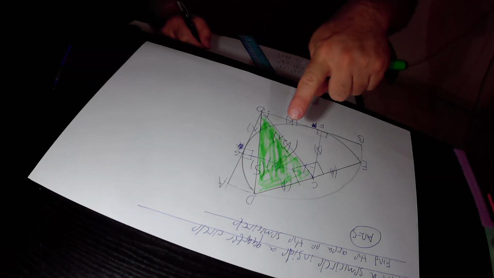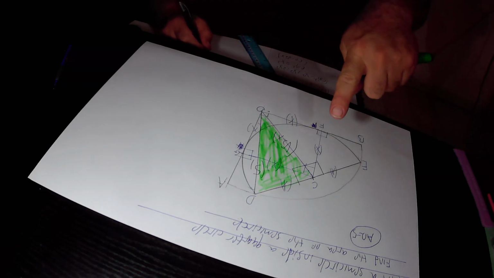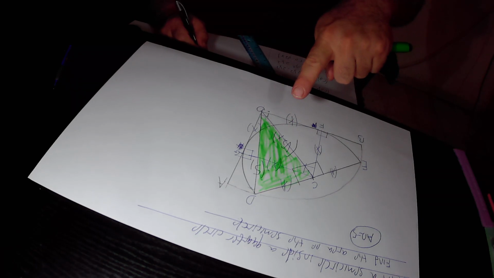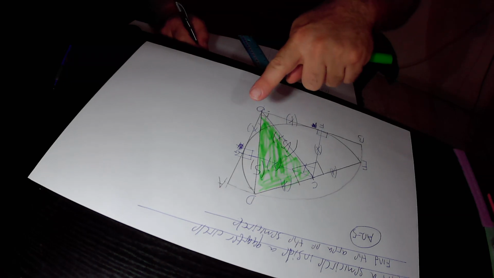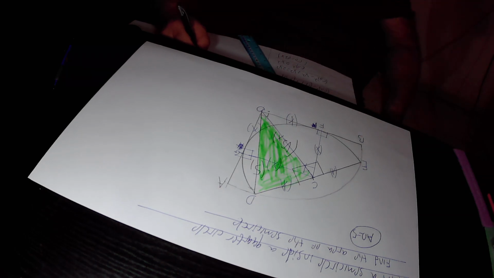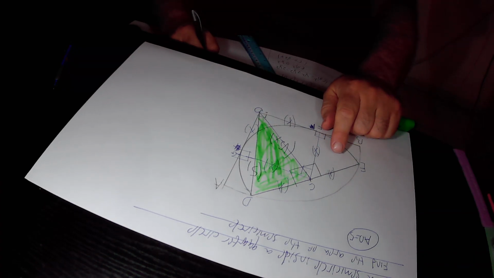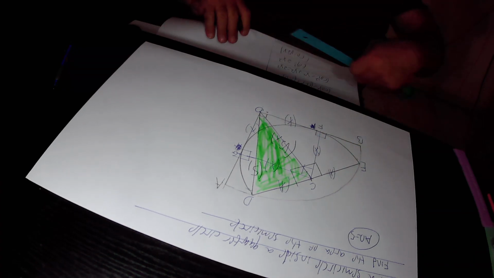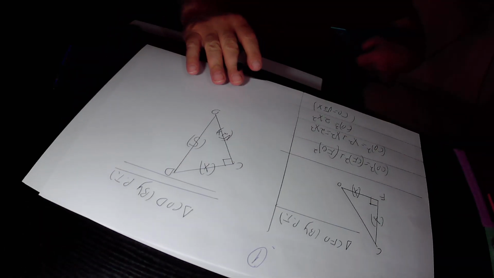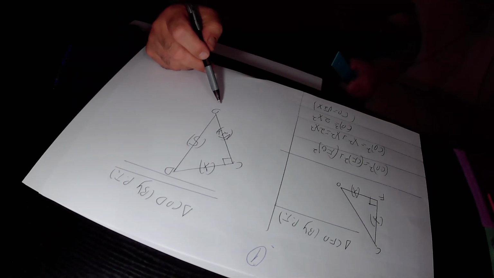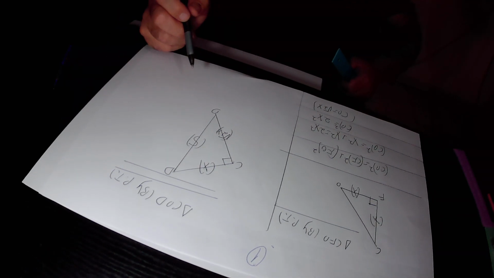The hypotenuse OD of the green right triangle COD equals 5 units in length. It is actually the radius of this quarter circle. And CD equals x. So this is the green right triangle COD that I called from the original drawing.